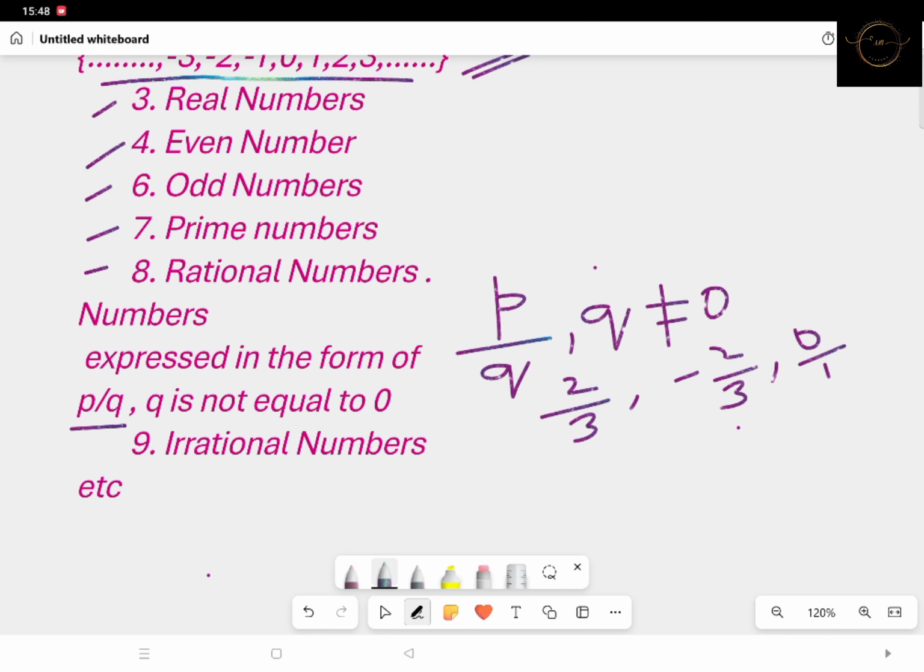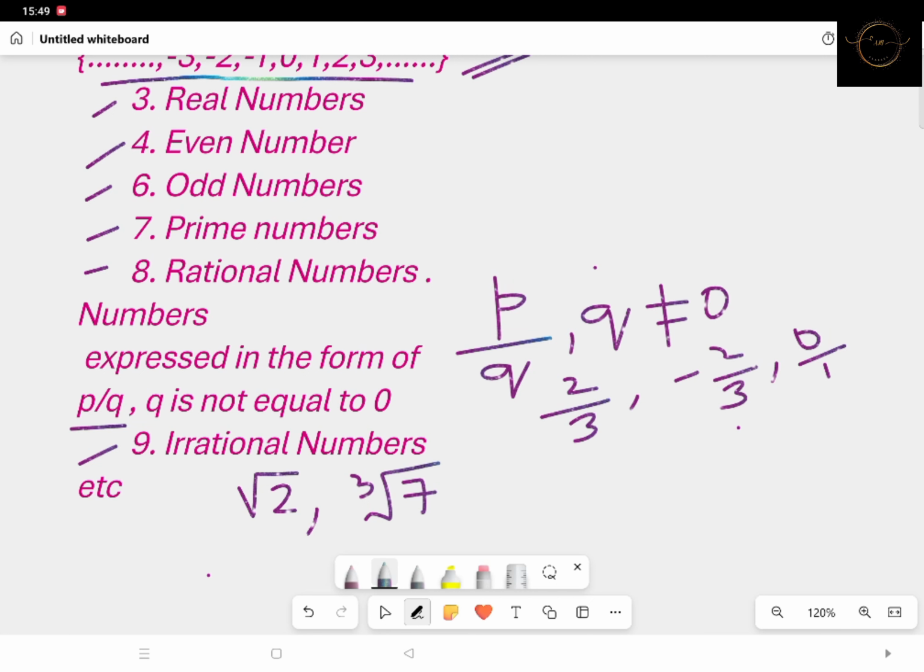Next is irrational numbers. What are irrational numbers? Numbers which cannot be expressed in the form of p by q, those are called irrational numbers. Like root 2, cube root of 7. That means square roots or cube roots of imperfect squares and cubes of any numbers are called irrational numbers.